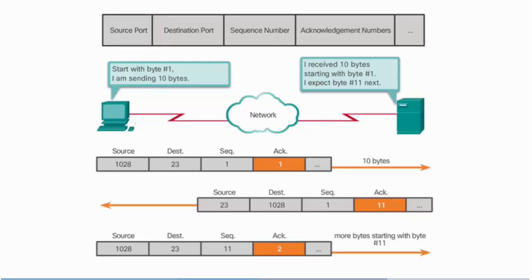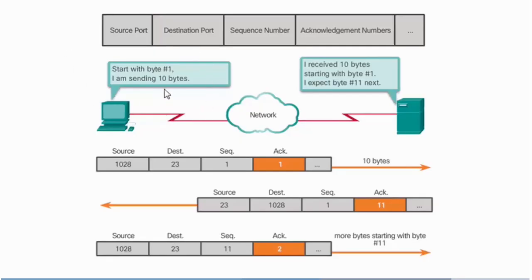We can see this depicted in this graphic. Let's start by reading the message from the sending host here. Start with byte number 1, I am sending 10 bytes. In this scenario, the 10 bytes is the window size. In reality, the window size would be a lot larger than 10 bytes, since today window sizes are typically 16 megabytes or larger. But this works nicely for this example.